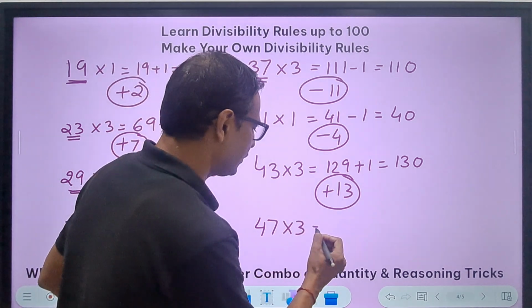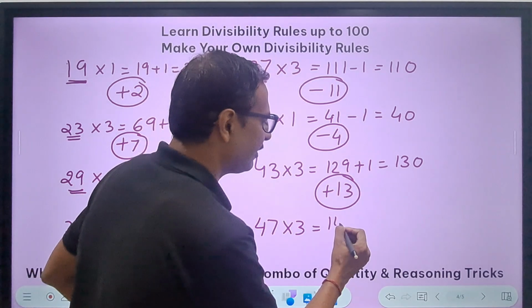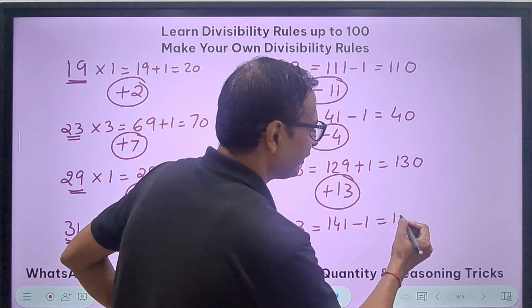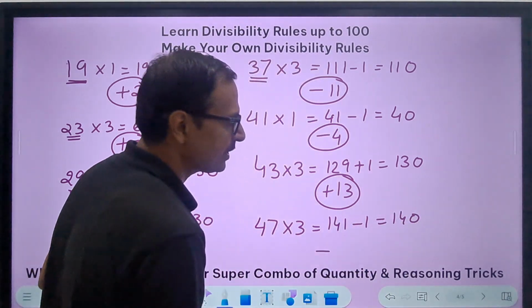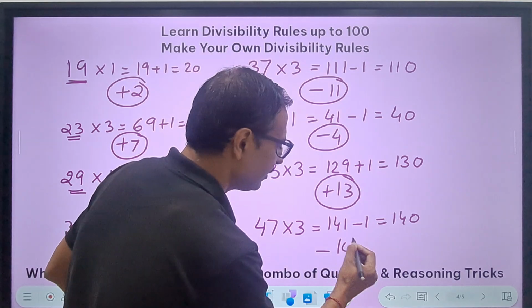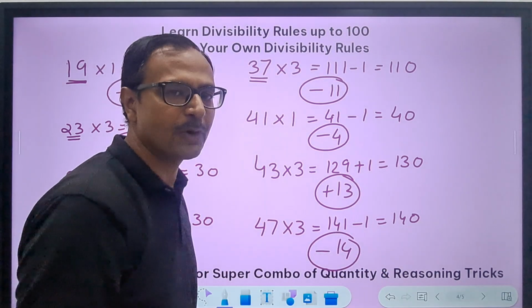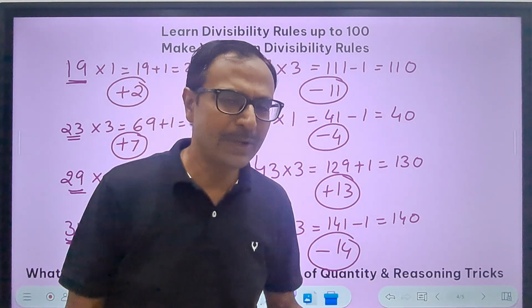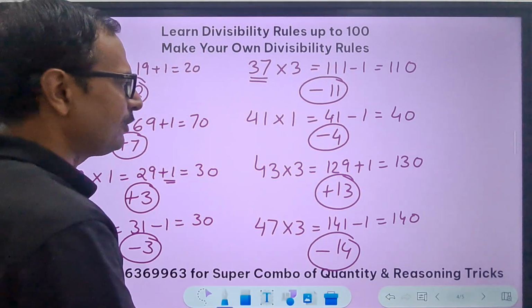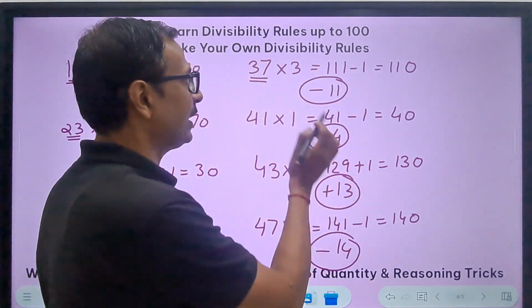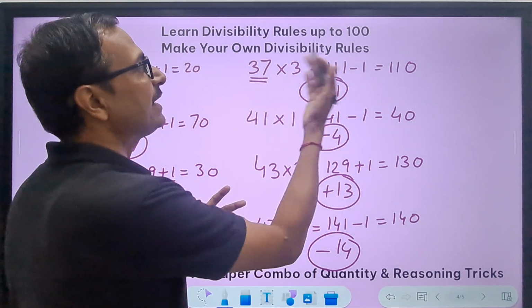47 times 3, 120 plus 21, 141. Subtract 1, you get 140. Since we subtracted and 14 tenths are obtained, minus 14 is the oscillator for 47. Keep on making these oscillators, enjoy, and I think you will frame 2 divisibility rules, because I am trying to get to the nearest multiple.